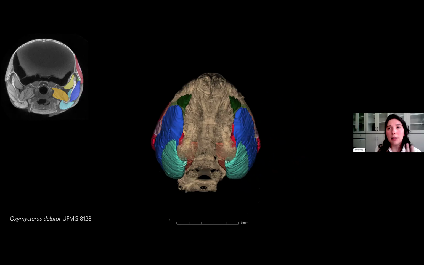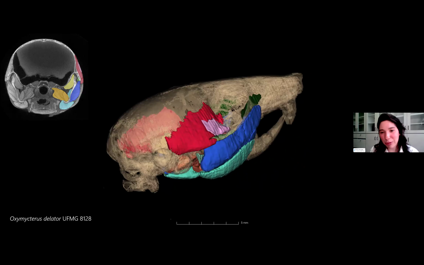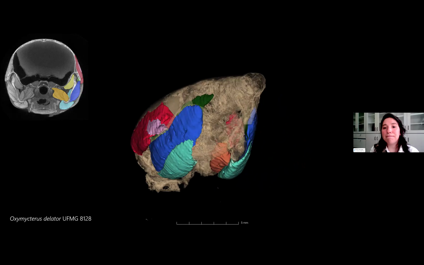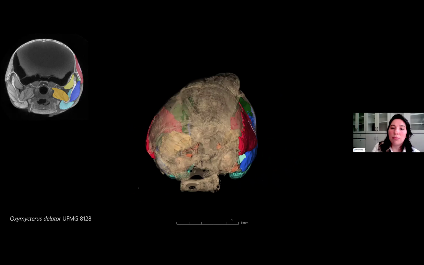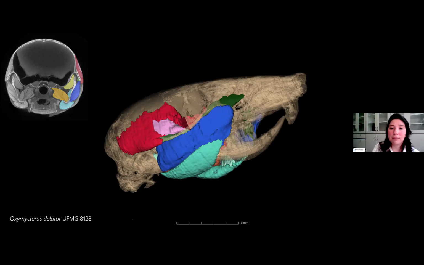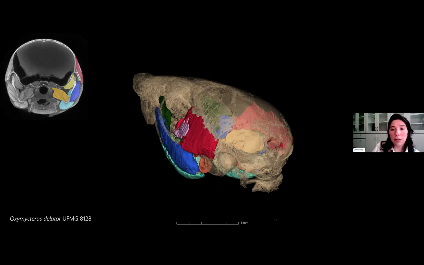And you can see in the upper corner, one slice. And I'm going to see this in the demonstration too. And we can see on the screen a 3D model, with each muscle identified. And this is one of our predatory rats, Oxymycterus delator.